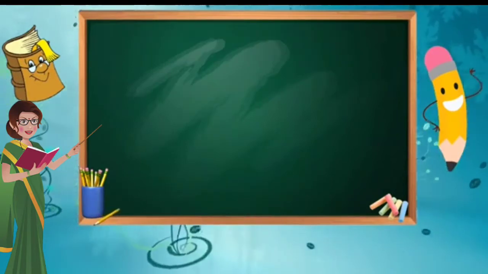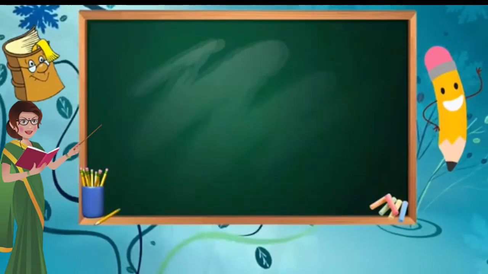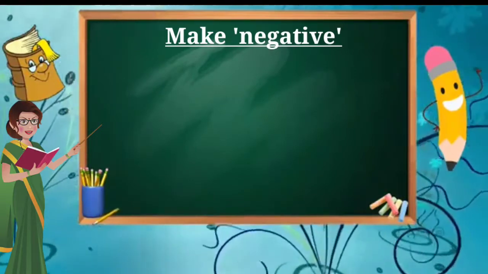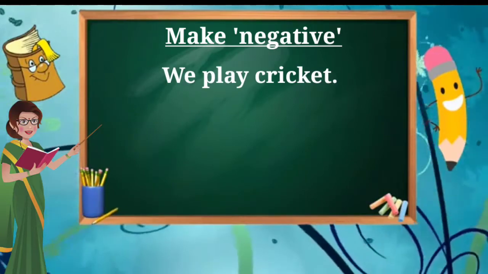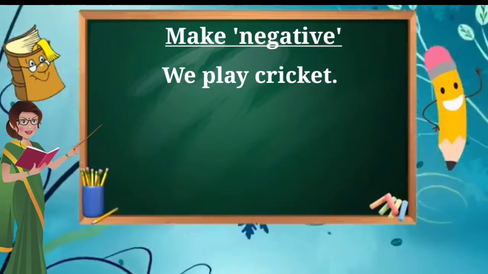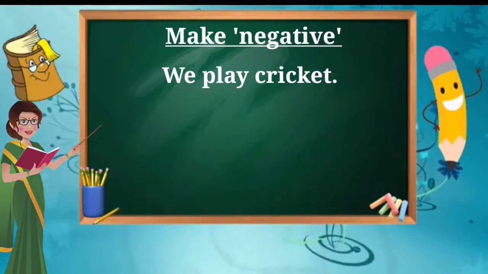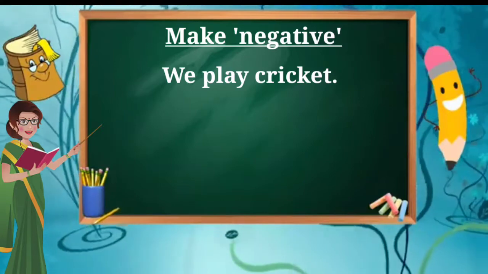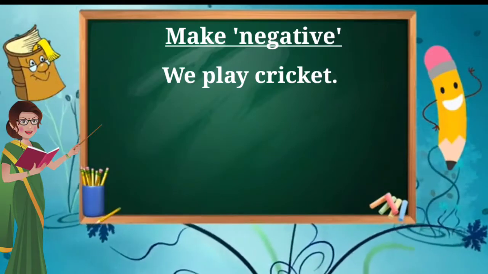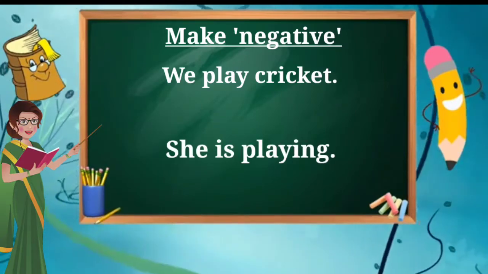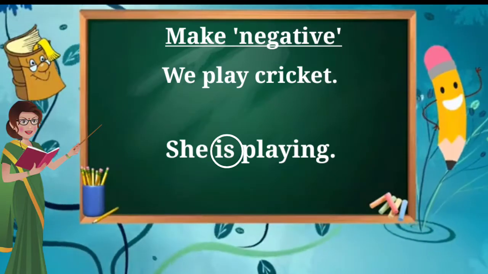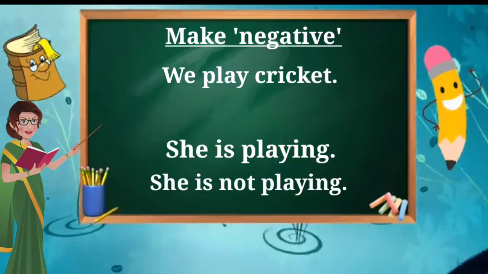Clear children? So, if you have got these examples, now make them negative. So the first one, we play cricket. Can you make it negative children? Listen, here I want to clarify one thing. You have already known that we can make a negative sentence only by using helping verbs, isn't it? Yes. Like she is playing. Here, is is a helping verb. So we can make it negative by using not, like she is not playing.